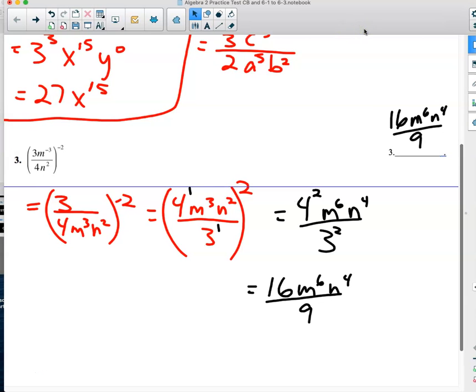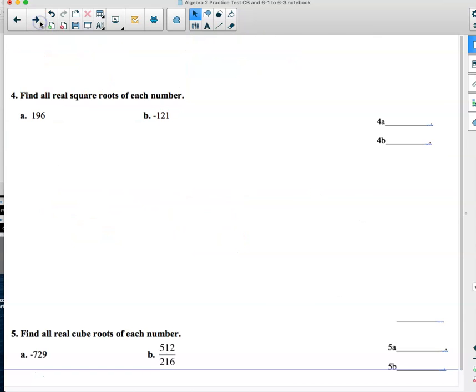So there are the first three that all had the direction: simplify each expression, use only positive exponents in your final answer. You take a second look at your answers and you say, got it, totally fine. And then hopefully you say, ooh, I like these. These aren't going to be that difficult.